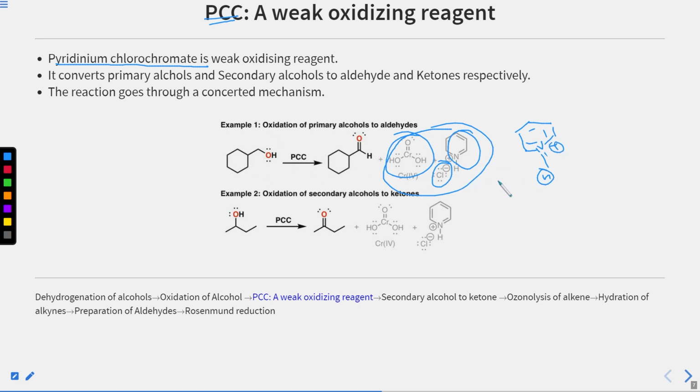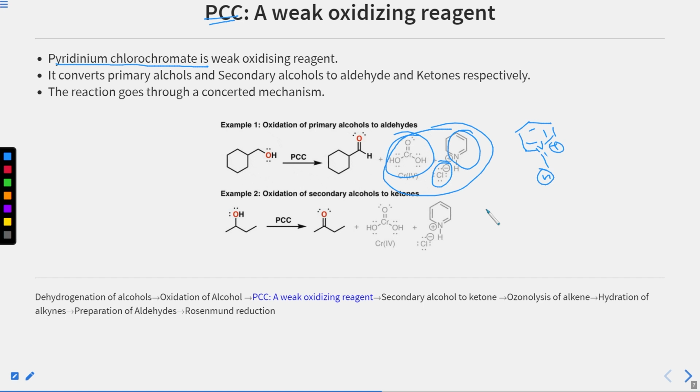Clear? There are two types of alcohol possible again. The first is 1 degree and the second is 2 degree. One more thing, we can also have a 3 degree alcohol. What will happen in that case? For that we have to take a much stronger oxidizing agent, and it will be converted into carboxylic acid. We will see examples of those in the carboxylic acid topic. But for now, let us focus on PCC.